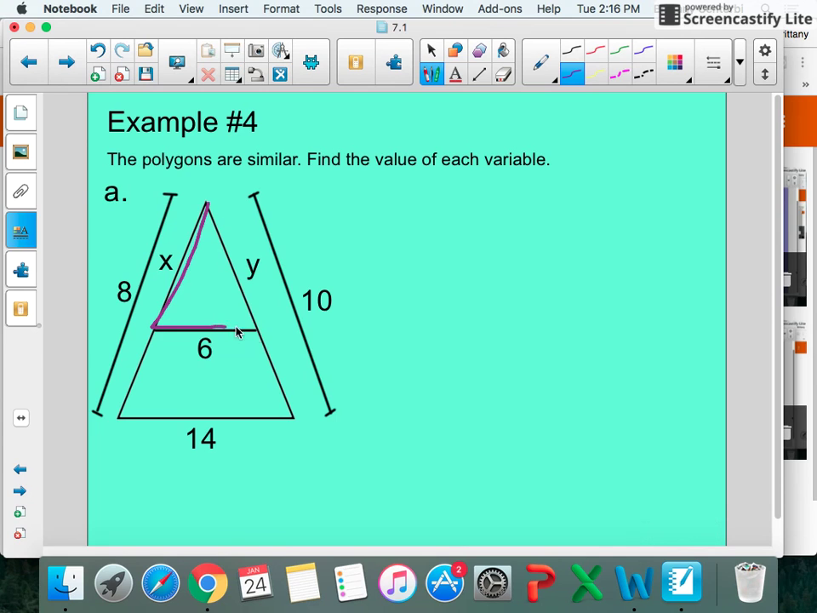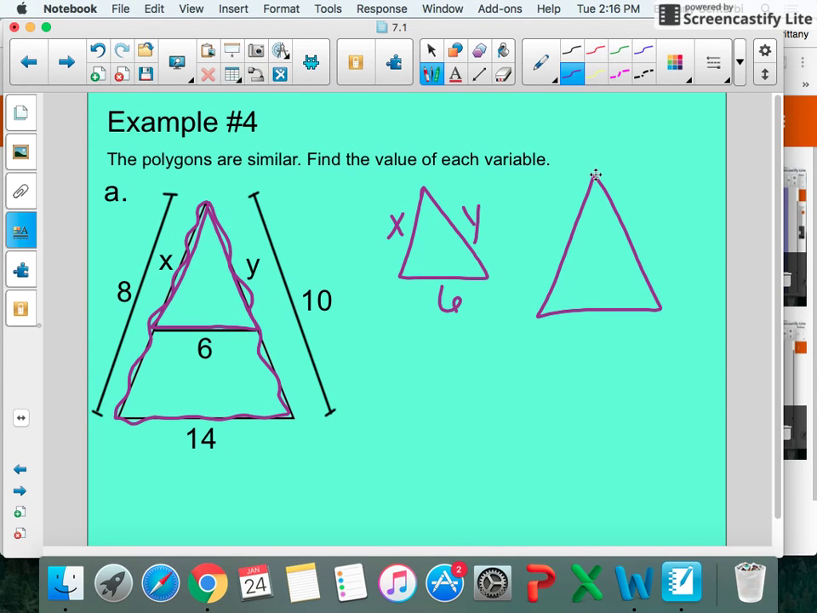I've got a small one, and then I have a larger one. So I'm going to want to separate those into two separate triangles. So I have the small one here. I'm going to label it. So the small one had a side of X and Y, and the bottom was 6. The big triangle had a side of 8 and 10, and the bottom was 14.